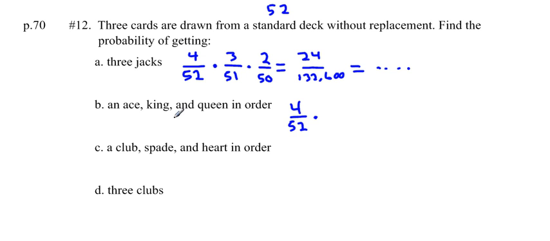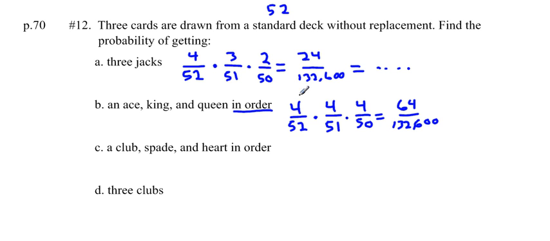And probability next of getting a king, there are 4 kings in the deck. Notice we didn't subtract 1, we're talking about a different card. But there is 1 less card, so it's out of 51. And then last, there's 4 queens in the deck, and there's 50 cards. So multiplying the top times the top, bottom times the bottom, gives us 64 out of 132,600.